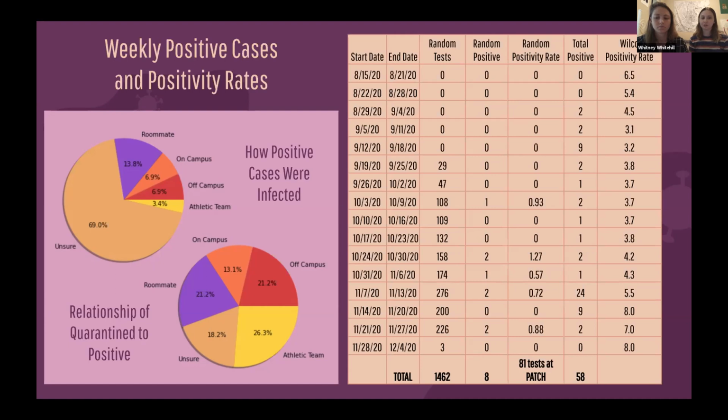And we can see the relationship on the left between positive cases and who they infected or how they were infected. Most of our positive cases we're not sure of because they were infected somewhere off campus. However, for those that were quarantining because of a case on campus, we have a better idea of how they were infected. We can see that it's pretty evenly divided between on campus, off campus, sports teams, Greek life, stuff like that.